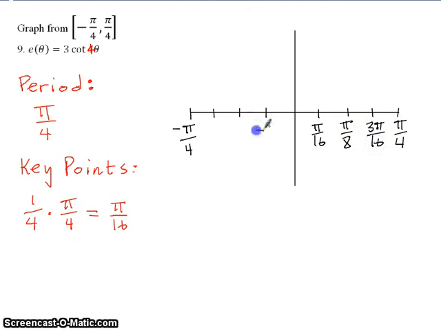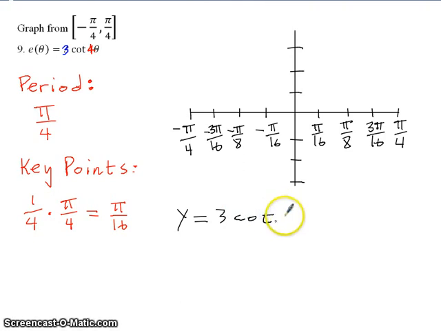So we have the negative values on the left here, and because we have an amplitude of 3 here, I'm going to want to go up to at least 3 and down to 3. Alright, so let's start plugging in some points and see what happens. I'm going to start by plugging in 0. If I plug in 0, we have 3 times the cotangent of 4 times theta. So 4 times 0, that gives us 0.